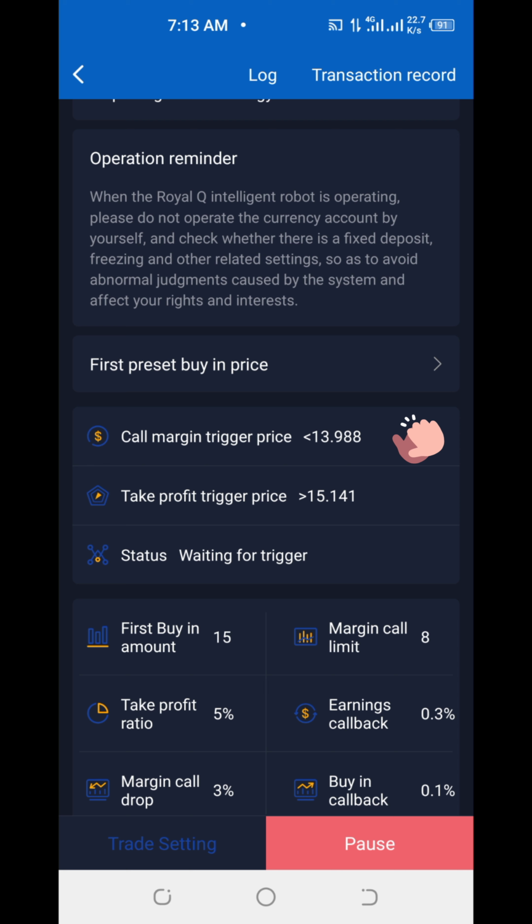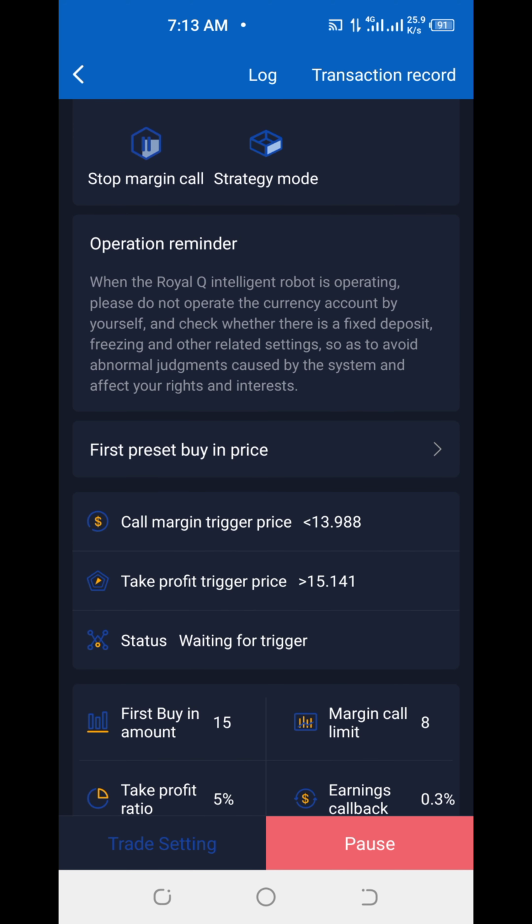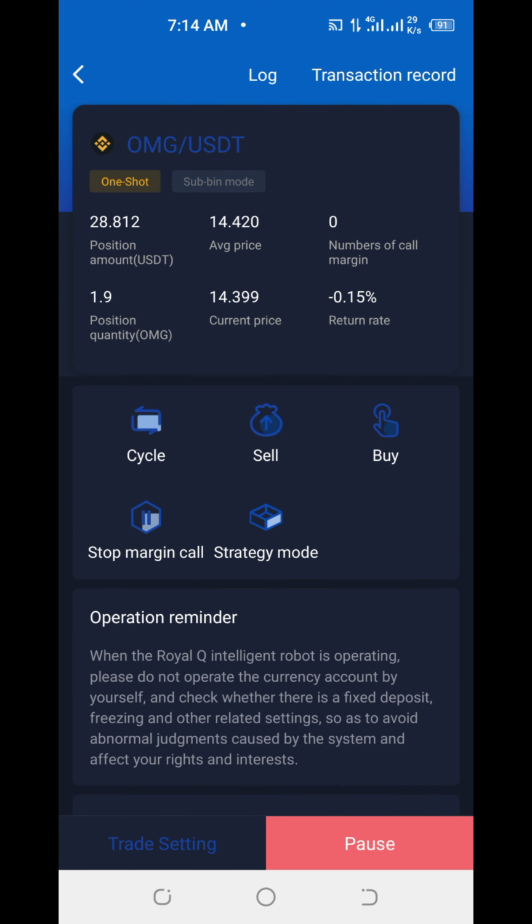Can you see it's now 13.8, which is way below 14.2 that we wanted to do. I'm talking about the call margin trigger price. It is now 13.8. So this is the first point that it is going to buy for me. So you can always check the value of your first margin drop, of your next margin drop. If you look up, no call has been made yet. The number of call margins is still 0.